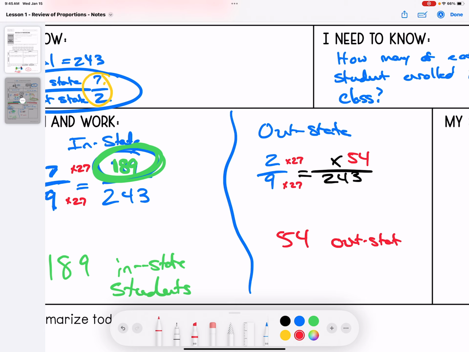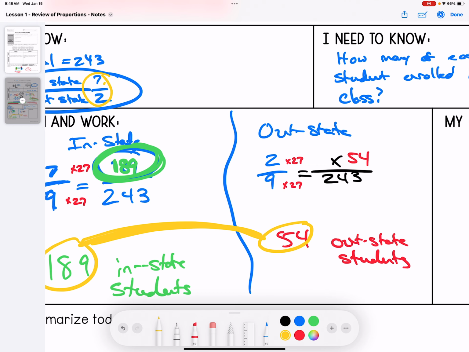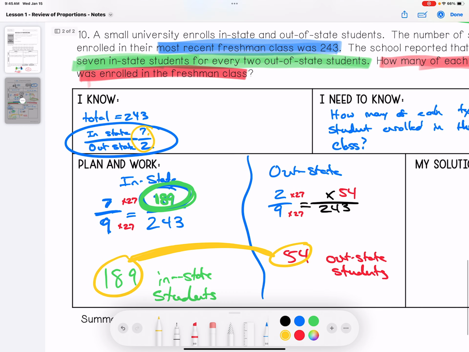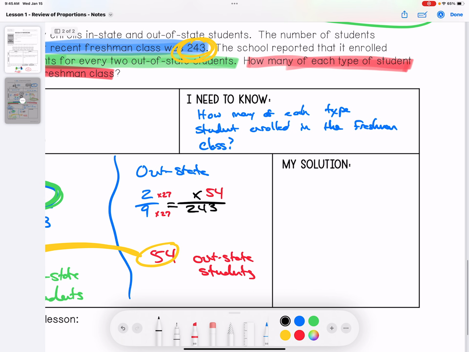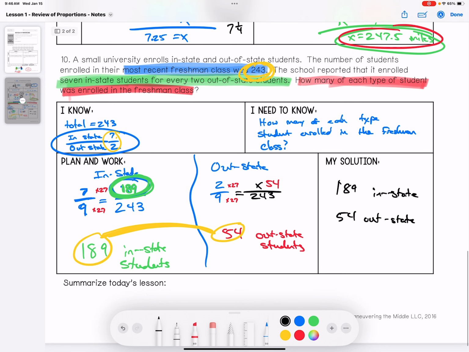How do I know my answer is correct? Can I just add these up and see if that equals the total amount of students they told me? Yes, so I just go 189 plus 54, and guess what I get? 243, which is what they told me the total students was. So I know my answers are correct. So I'm just going to come over here and go 189 and 54. 54 is out of state, and 189 is in state. All right, I'm going to zoom out, let you get all that.